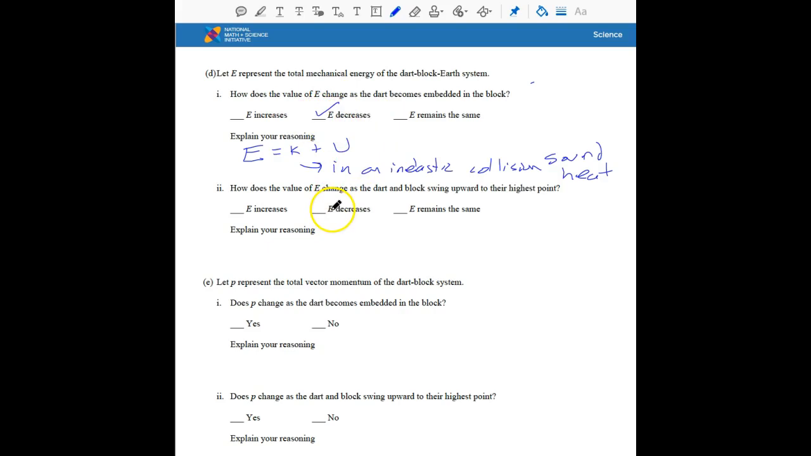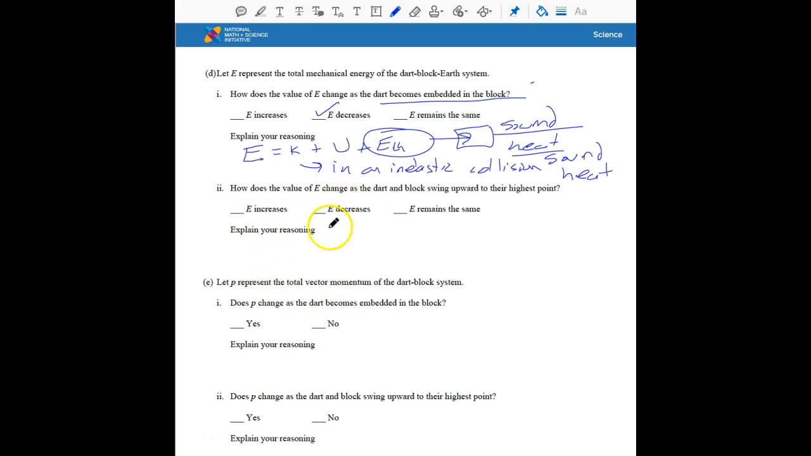Okay? So the other thing that we need to do here in D part double I is it says, how does the value of the energy change as the dart and the block swing upward to their highest point? So this is as it becomes embedded. It's going to shoot out, and then when it goes in the block, it's going to go thunk. So it makes a sound. So you're going to remember the sound, and then there's also heat there. So this is going to lose a little bit. So we could actually, if we want to, say that there's some E thermal being lost.